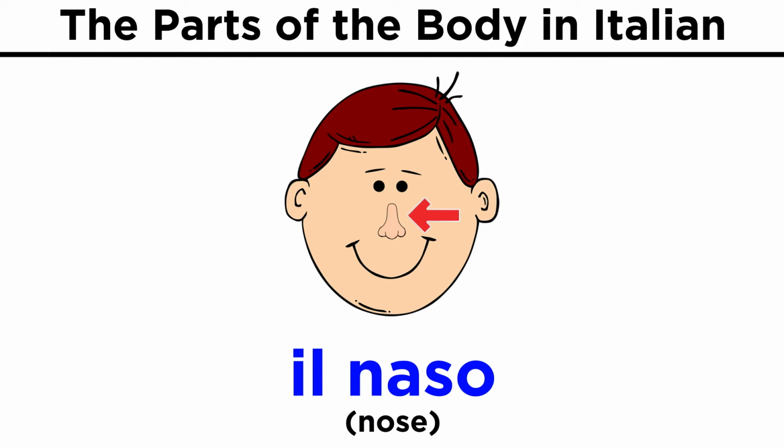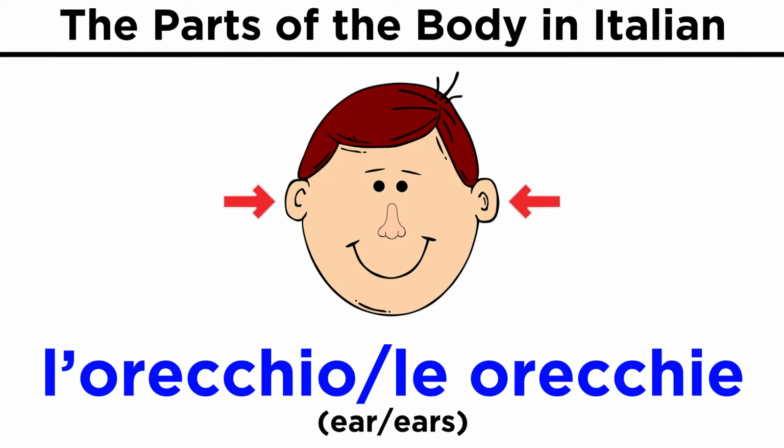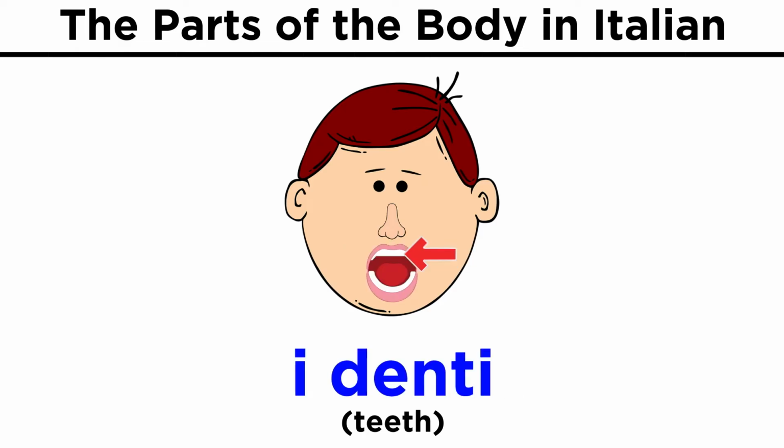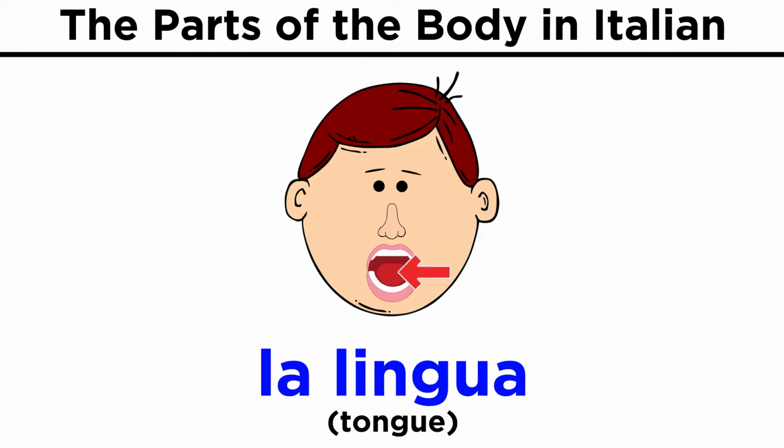Heading back downwards, il naso. And le orecchie. To speak Italian, we need la bocca. I denti. La lingua.